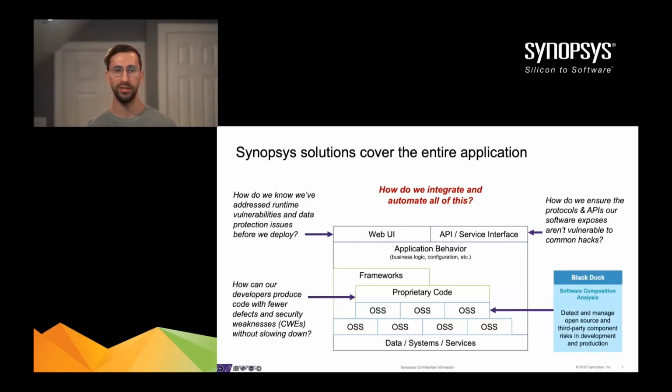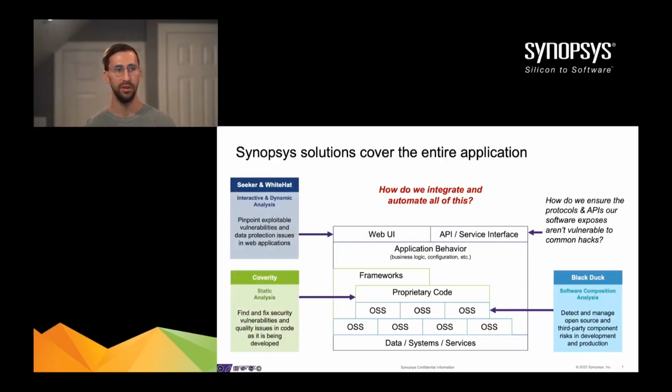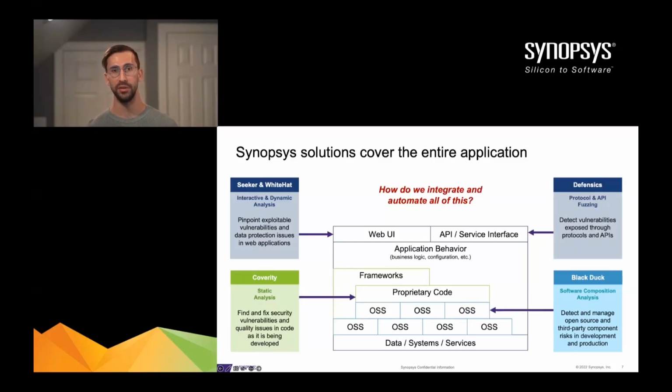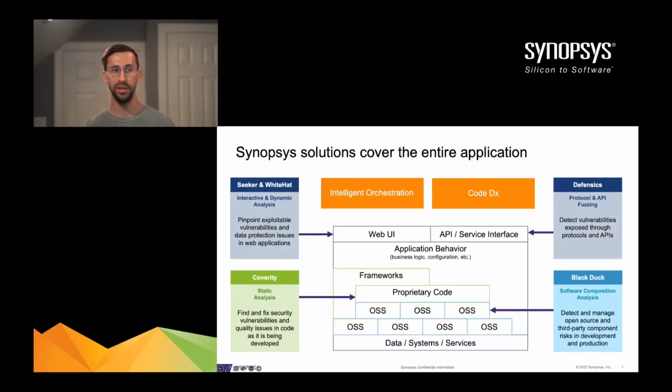We're going to be focusing on Black Duck today and the open source software and software composition analysis piece. But we also have static analysis for the proprietary code. We have Seeker and White Hat interactive and dynamic analysis for typical HTTP web interactions and the dynamic analysis of those applications. And we have Defensics, which specializes in protocol and API fuzzing over a great deal, many more protocols than just HTTP, things like CAN, Bluetooth, and Ethernet, just to name a few. And Synopsys also thinks about how we integrate and optimize all of these different tools throughout the software development and verification process.